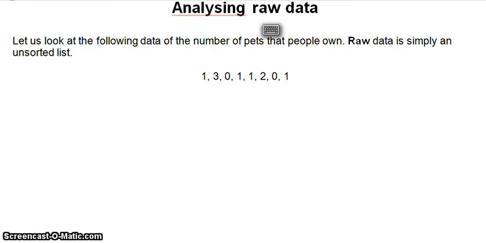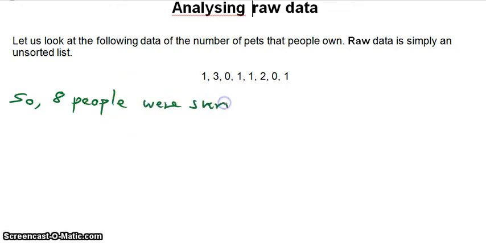Okay, good. Now if you're not sure, we've simply got this: how many pieces of data are there? Well, there's 1, 2, 3, 4, 5, 6, 7, 8. So 8 people or 8 families or whatever. 8 people were surveyed. Let's say people rather than families, it doesn't really matter. But 8, because there's 8 pieces of data. Now this is raw data, it's just as it comes.